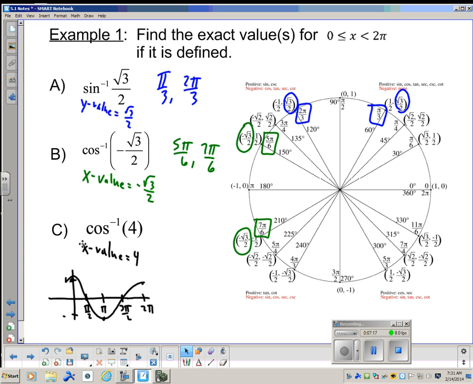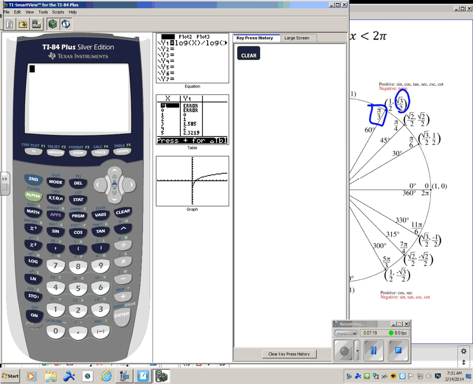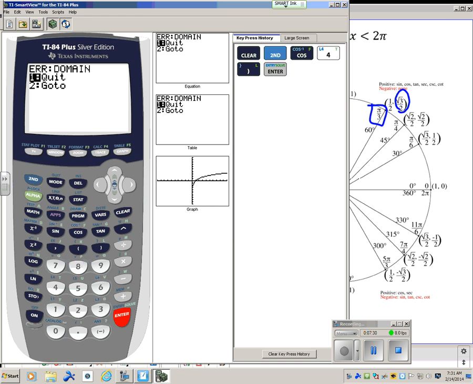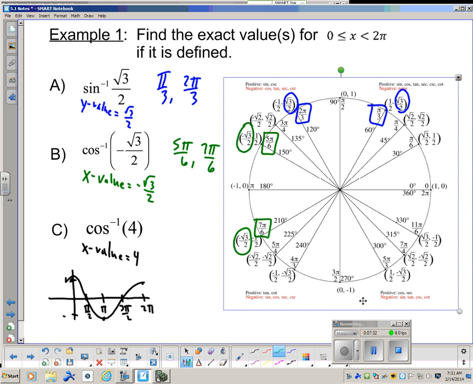So we can also check on our calculator to make sure that's true. I can go inverse cosine of 4 and hit enter, and I'm going to get an error. And I'm getting an error simply because, again, it's not on the unit circle. The x value is not going to equal it.